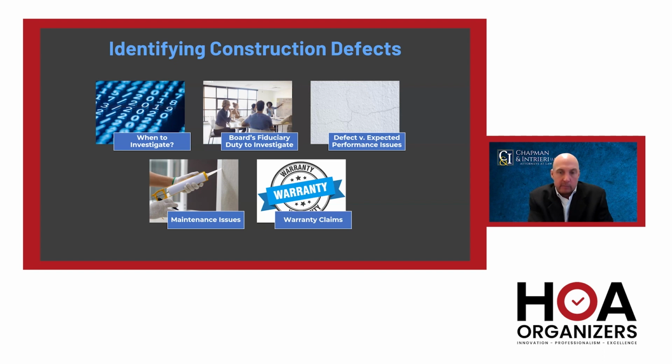There are other issues that can be the result of a lack of maintenance. We're going to talk about maintenance a little bit later in the presentation, but proper maintenance is critical to ensure the longevity of your project. Finally, HOAs may have warranties, or homeowners may have warranties from the builders, and some issues can and should be handled through a warranty claim process.